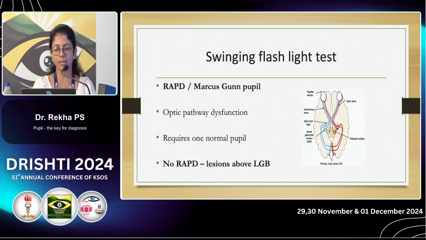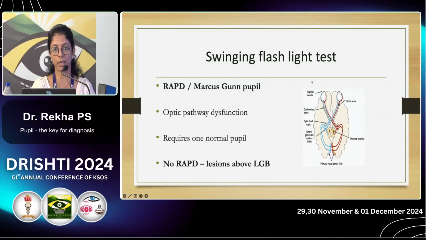One prerequisite is that it requires one normal pupil. But you should keep in mind that all lesions beyond the lateral geniculate body will not have RAPD. Why? Because the pupillary fibers separate from the visual pathway before reaching the lateral geniculate body.